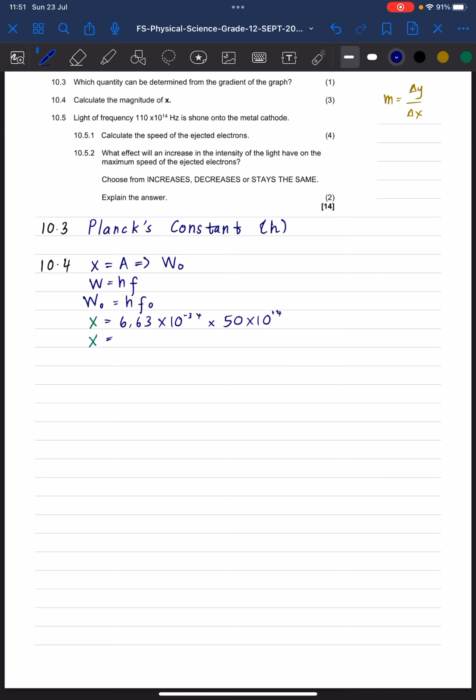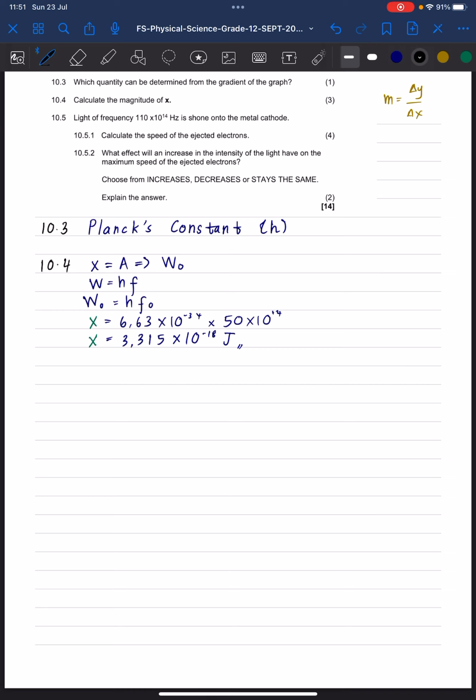please be careful. You know that when you write in exams, you even put the 2 plus 2 in your calculator. Please be careful with this, guys. We don't want to lose one useless mark, and then you get 2 out of 3 here. So when you put that in your calculator, you're going to get 3.315 times 10 to the negative 18 joules. Don't forget the joules. We are talking about work. So that is the value of x. That is the value of our work function.